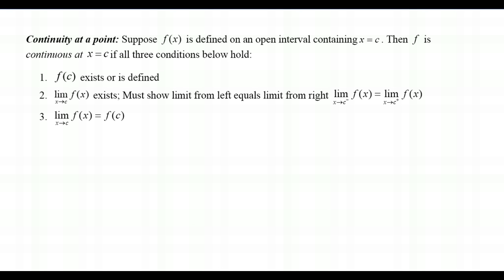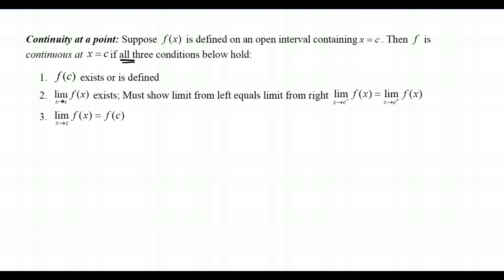So now we've reached the three-part definition of continuity at a point. Suppose f of x is some function that's defined on an open interval containing c. Then f is continuous at c only if all three conditions below hold. Number one, f of c exists or is defined. In other words, when I substitute c into the function f of x, I have to get out a number. That means that the function is defined or exists at c.